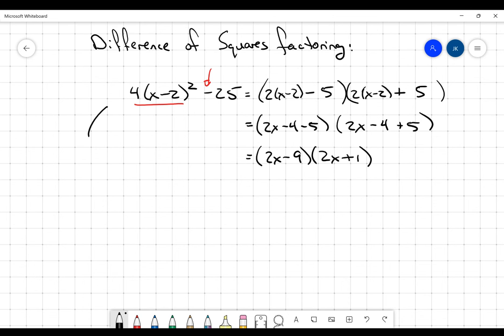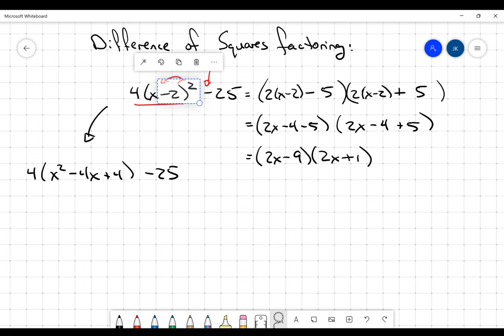Now, the other way that you could have done this would be to have expanded that out and gotten 4 multiplied by x squared minus 4x plus 4 minus 25. The danger here is that people will just simply distribute the square to both terms here. And that is not how that works. What you need to do here is make sure that you're multiplying the x minus 2 multiplied by the x minus 2, and then you distribute the x to both terms, distribute the negative 2 to both terms. That's where that negative 4x is coming from, and it's a very, very common mistake to forget that.